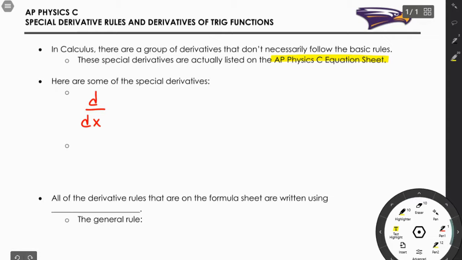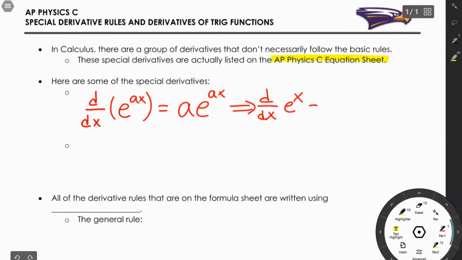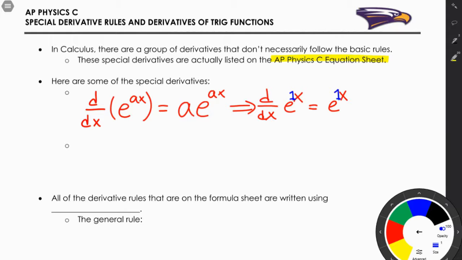So if I'm asked to find the derivative of e to the ax, the answer is just going to be a times e to the ax. So in general, the derivative of e to the x is simply e to the x. That's the great thing about the natural exponent. Here, the a is 1, right? So if I have nothing written in front of my function, it's just simply 1. Okay, so that's one rule.